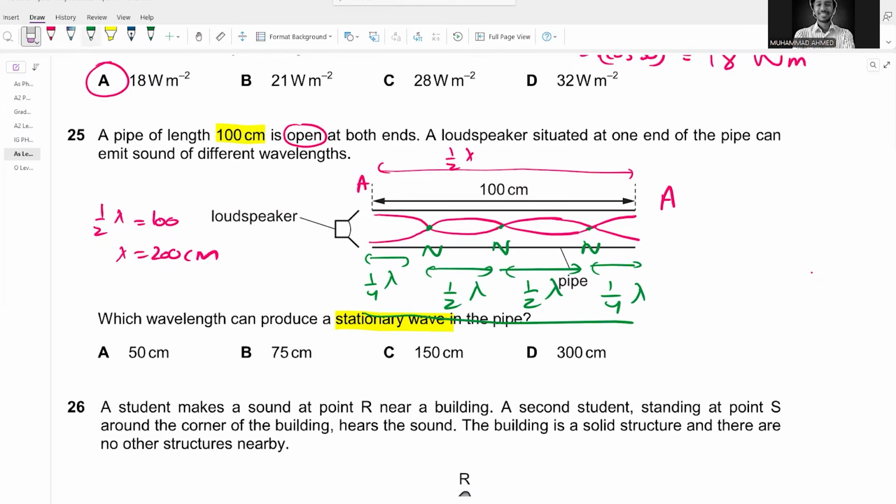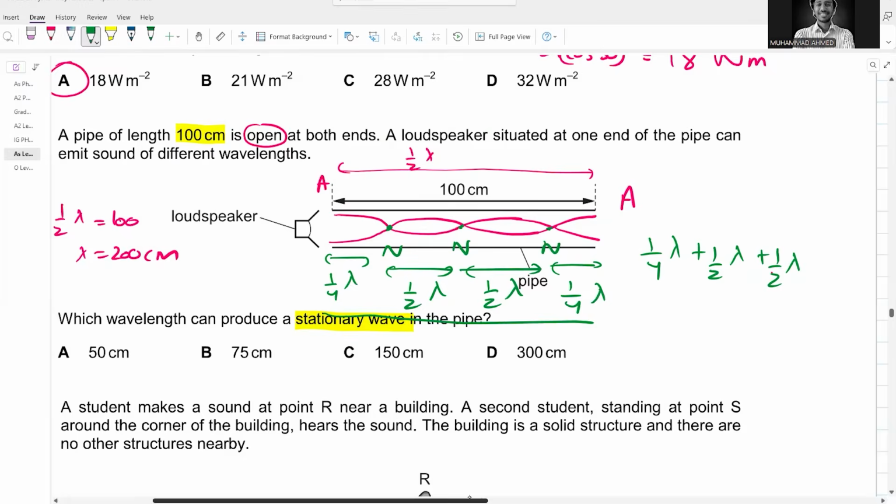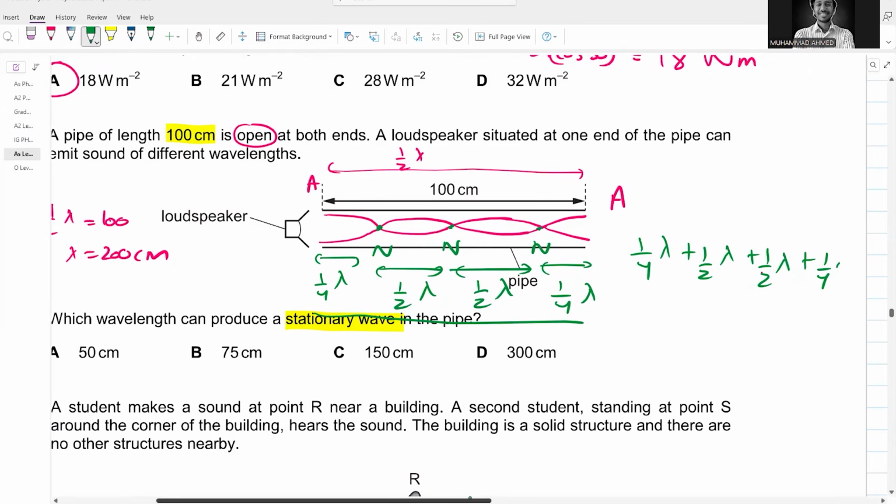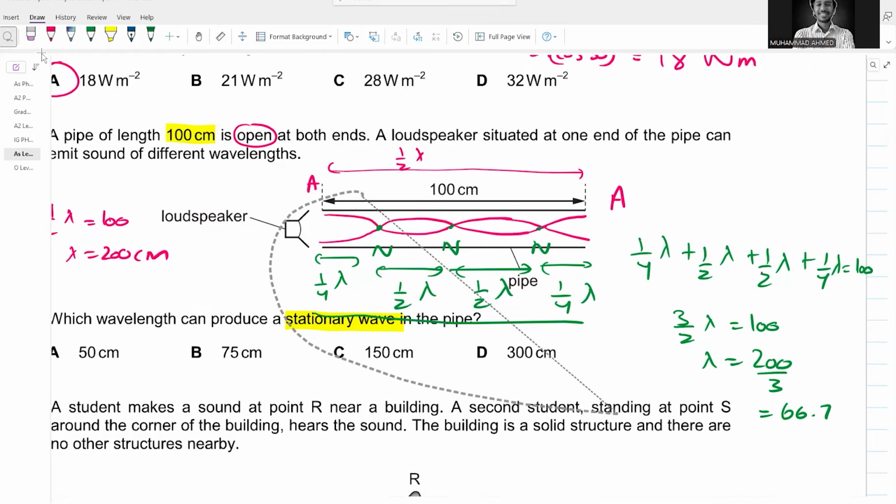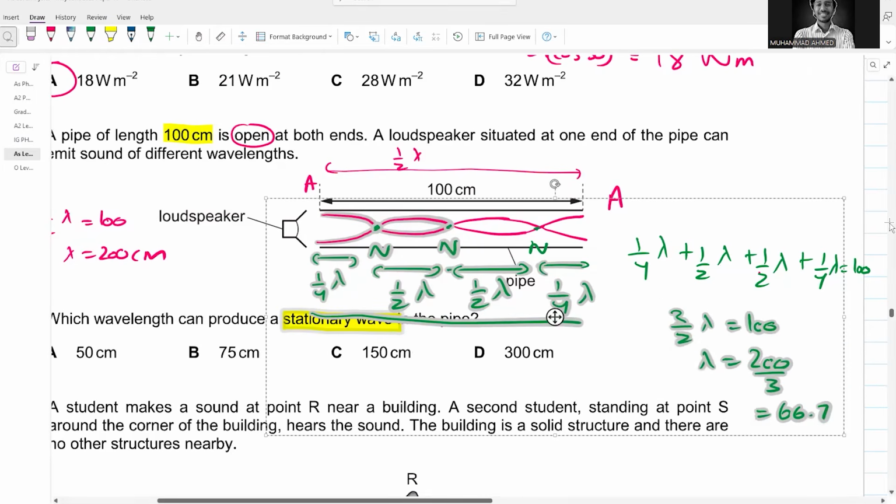Tell me. 1 over 4 wavelength plus 1 over 2 wavelength plus 1 over 2 wavelength plus 1 over 4 wavelength is equal to 100 centimeters. What will this turn out to be? 3 over 2 lambda is equal to 100 centimeters. Lambda comes out to be 200 divided by 3, that is 66.7. That is also not an option. This is very, very tiring, but let's add another loop.